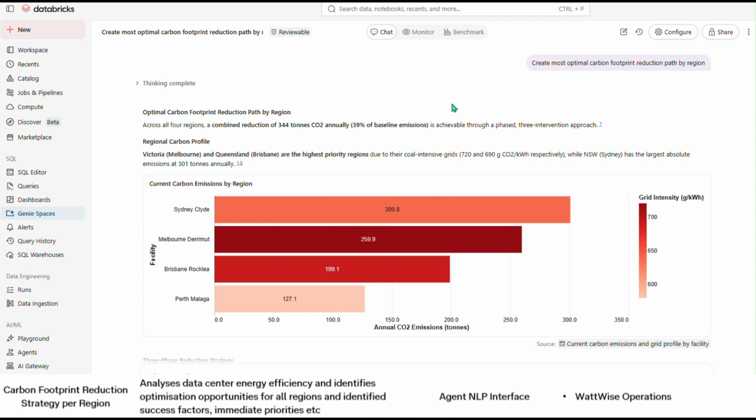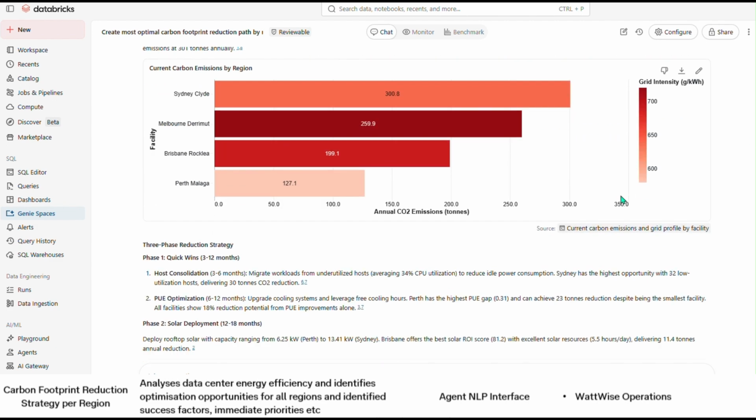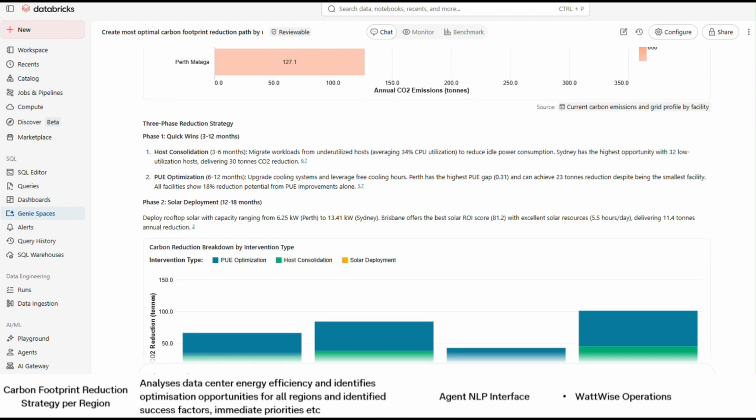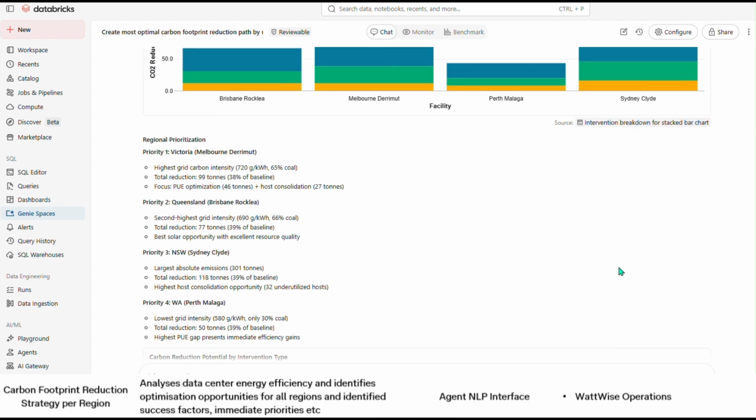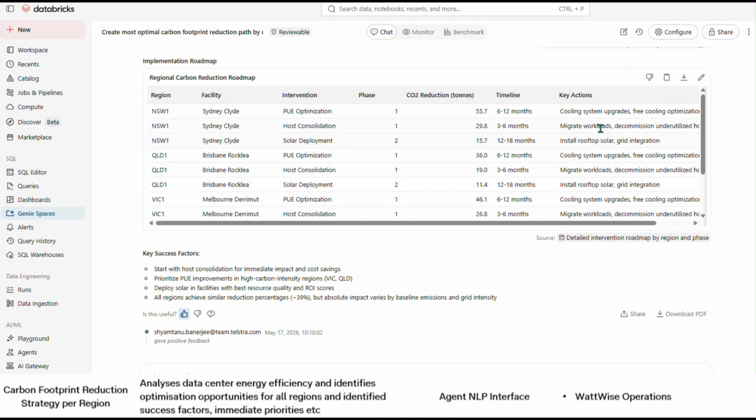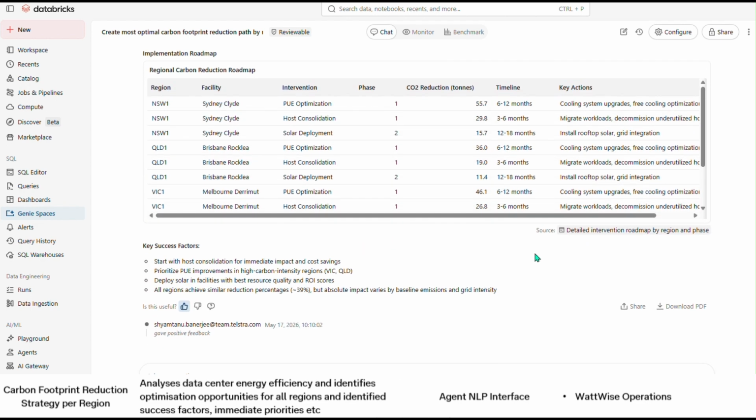Finally, we are showcasing the outcome of the WattWise operations agent on an NLP interface. It is creating the carbon footprint reduction strategy per region by bringing in 3 different reduction interventions: solar deployment, cooling efficiency, and post consultation. Then it gives a phase prioritization roadmap by region. Finally, it says what should be the key actions taken per region and the key success factors therein.